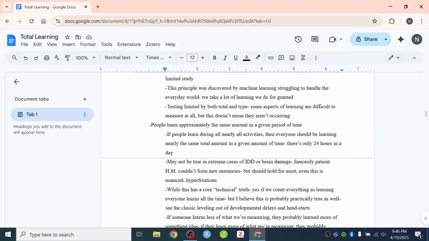Delays catch up, and head starts slow down. And what may be going on here, and you'd have to run some complicated studies to show this, is that the kid who's ahead in terms of their verbal skills is behind somewhere else that we're not measuring. And they devote a little bit less time to their verbal skills and a little bit more time to the things that they're behind until it levels out and they're on the same level with other people.